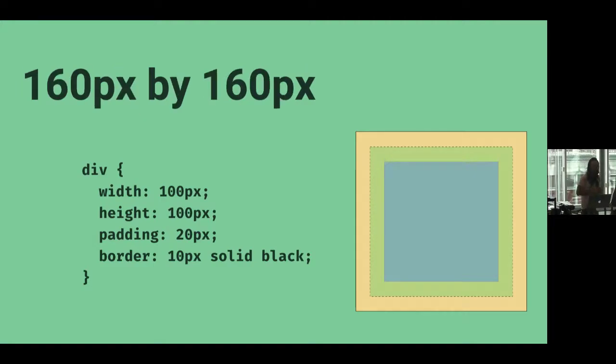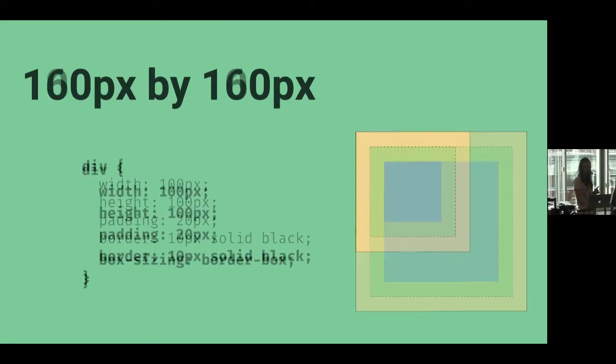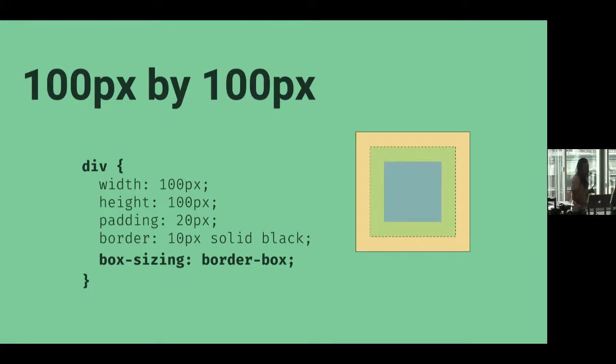All right. So it's 160 by 160, and what that's telling us is that we're seeing some new properties here, width and height. We're saying that the width and height of the blue area is going to be 100 by 100, and then we're going to add 20 around the whole thing, which gives us 40 on the top and bottom, and 40 on the left and right. And we're going to add a border outside of that, another 10 pixels on either side. So yeah, 160.